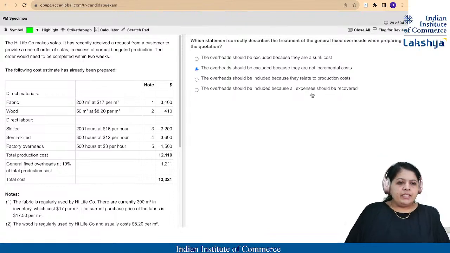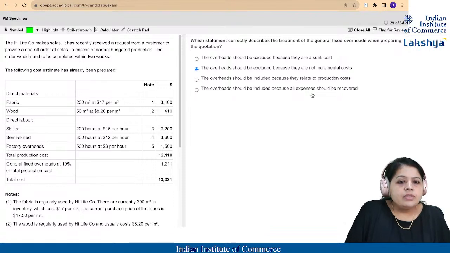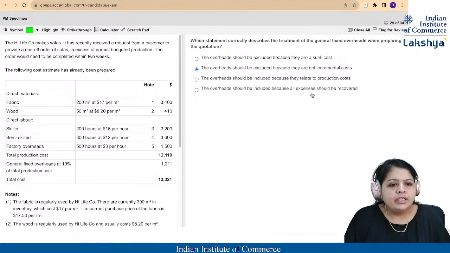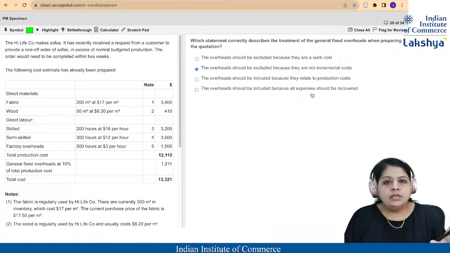Which statement currently describes the treatment of general fixed overheads when preparing the quotation? So the answer is the overhead should be excluded because there are no incremental costs, and the fixed overhead which are directly related are going to be the overhead that should be included in the production cost also, right?